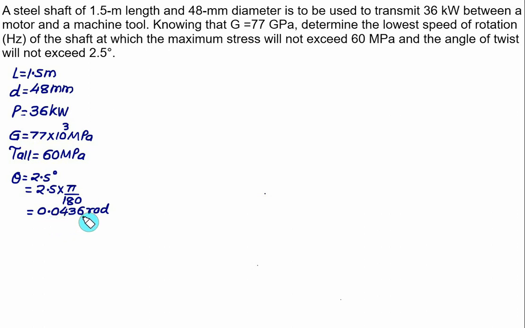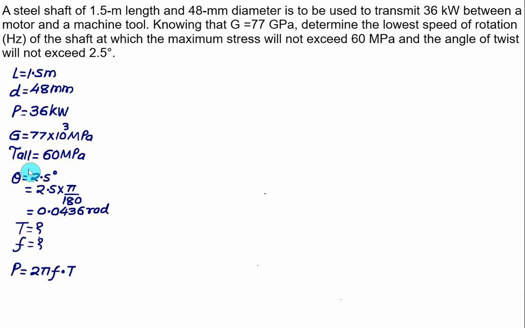We have to calculate here the torque. So one unknown we have to find out is torque. The second unknown you have to find out is the frequency. Frequency we can find out once we know the value of torque. For that we have the formula for power: P is 2 pi f multiplied by T.